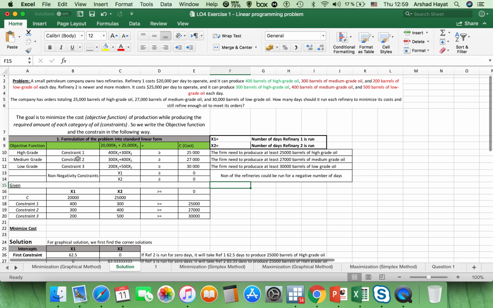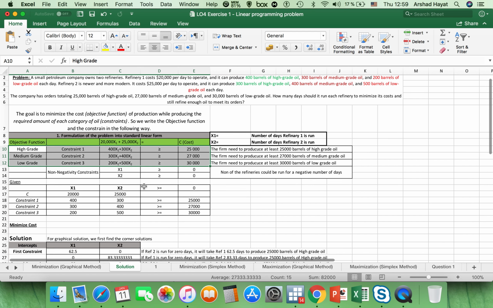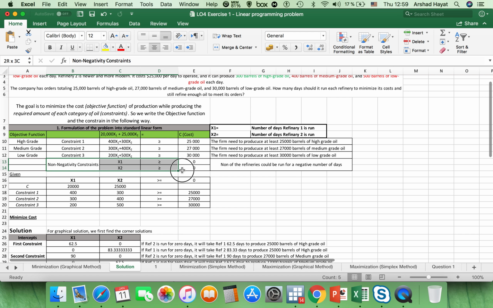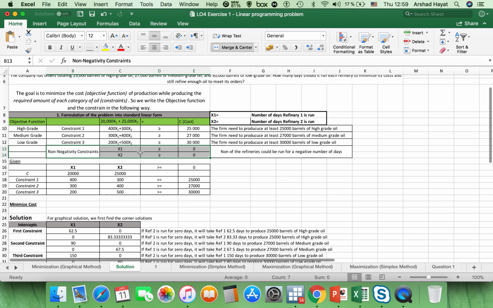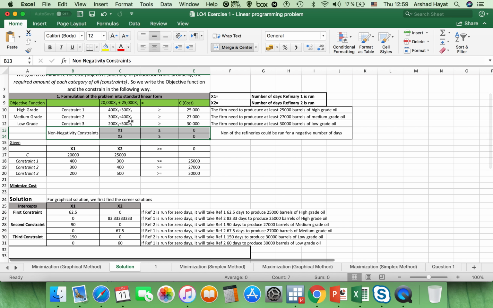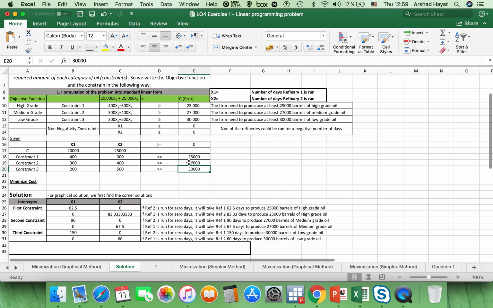Now, given this information, we have got three things. One is the objective function. Number 2, these constraints: constraint 1, constraint 2, and constraint 3. And then the third one is the non-negativity constraint. So this is called the formulation of a linear problem. Once we formulate the linear problem, we have to write it in a slightly different way. This is called matrix format. So we simply write this in a matrix format.